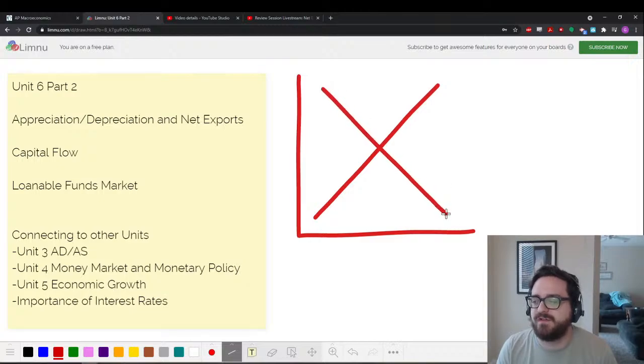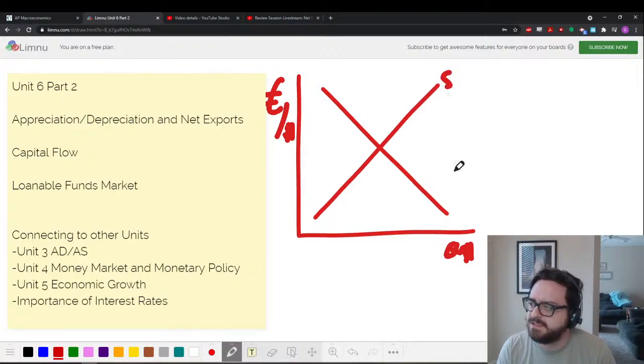Looks like I can draw everything properly on the graph this time, which is great because it wasn't working super awesome last time I was trying to do it. Let's stick with quantity of dollars, and let's make the other currency we're talking about the euro. So it's euros per dollar. Supply and demand of dollars.